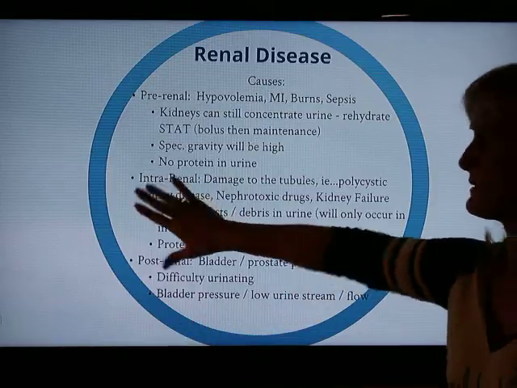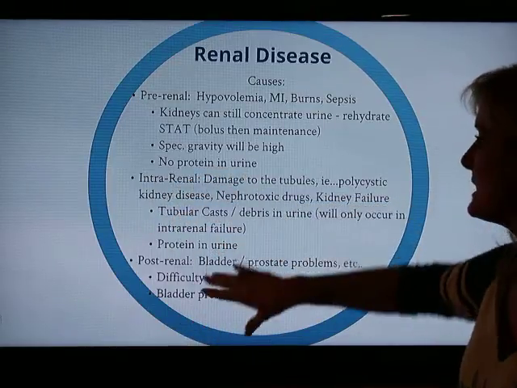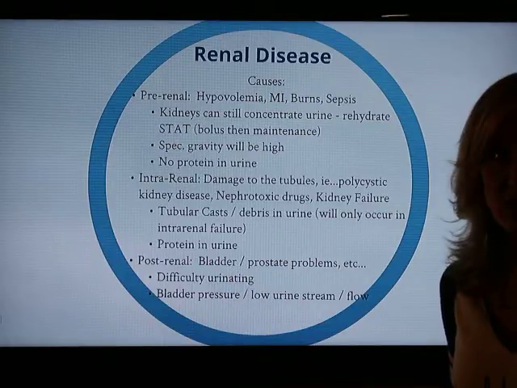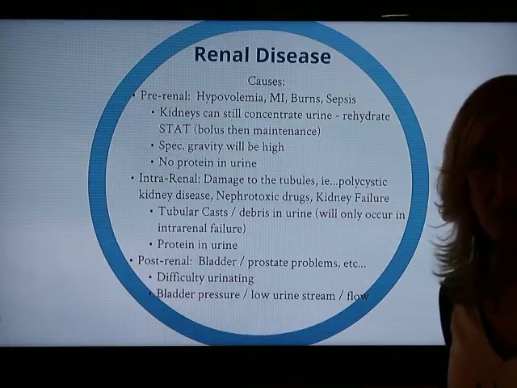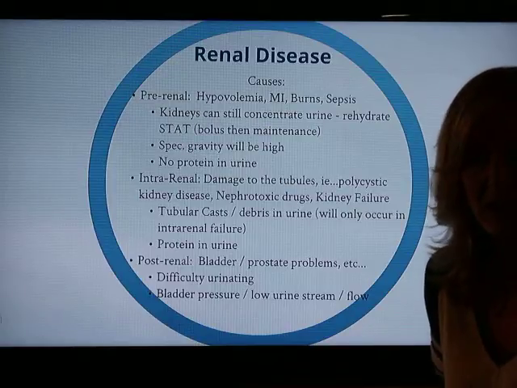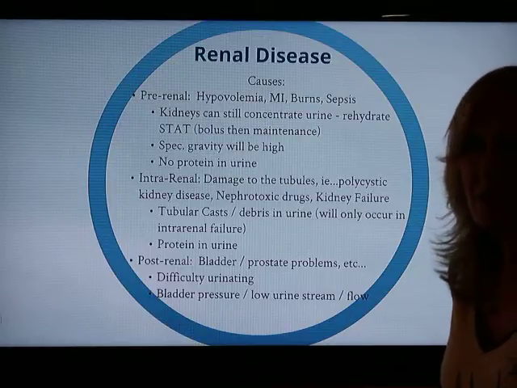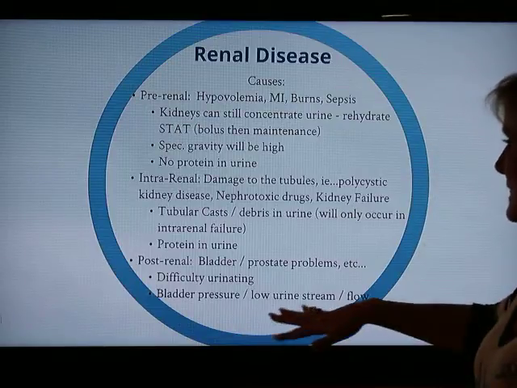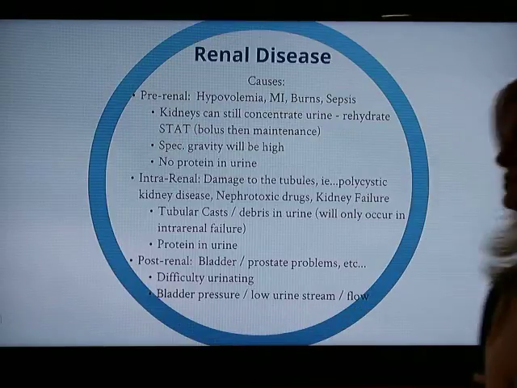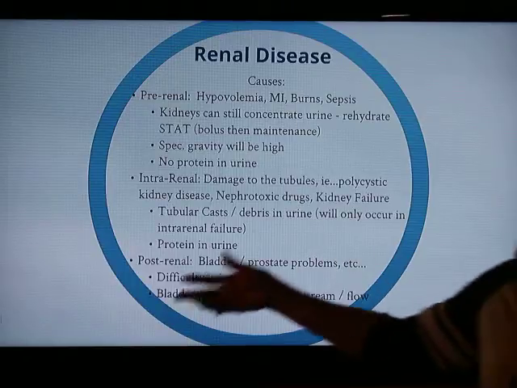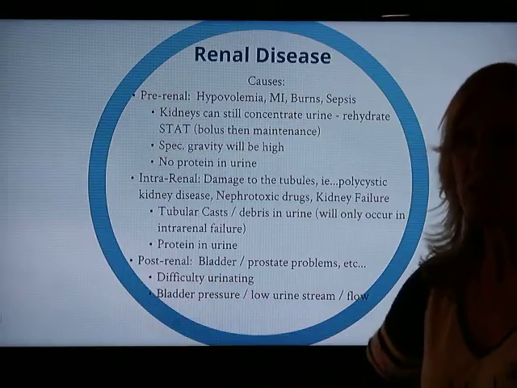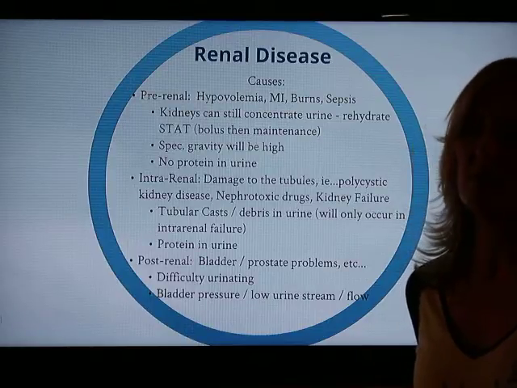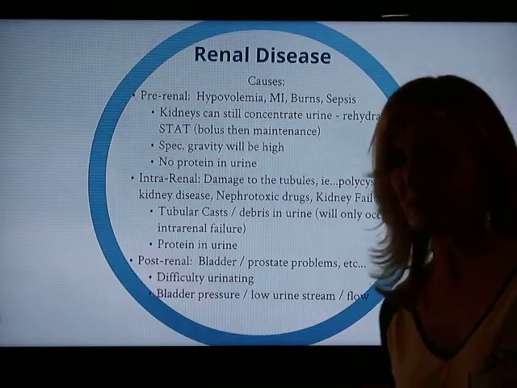And then I'm going to wait on the intrarenal because this is the big one. Post-renal would be things like bladder cancer, prostate problems, so that the urine can't get out. It starts backing up. Maybe a kidney stone that's stuck in the ureter. It causes bladder pressure, low flow, difficulty urinating. Those can then trigger kidneys to not be happy, but it's not an actual problem with the kidneys.